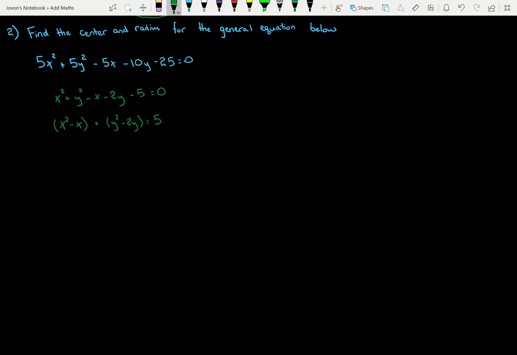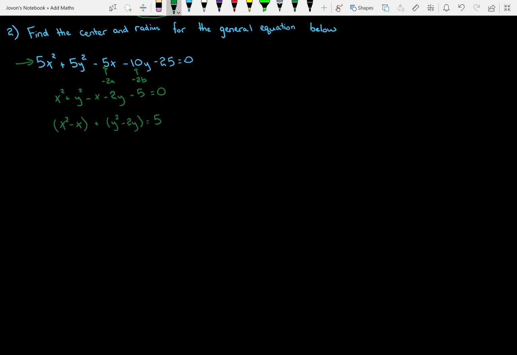Okay, now one thing I did not mention before is that, remember, I said that this was minus 2a and this was minus 2b. If we were to use that to find the center, what we need to do first is divide throughout by 5. Because to use that, we need to make the coefficient of x squared 1 and the coefficient of y squared 1. And then you could use minus 2a and minus 2b to find the center. Okay, next what we want to do is complete the square.